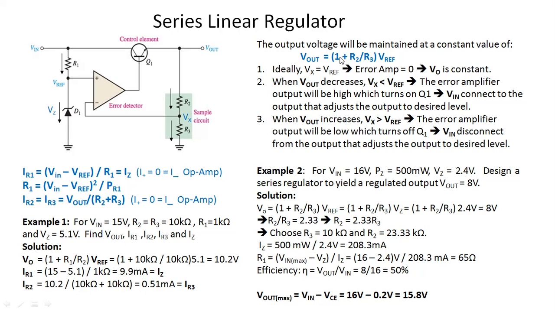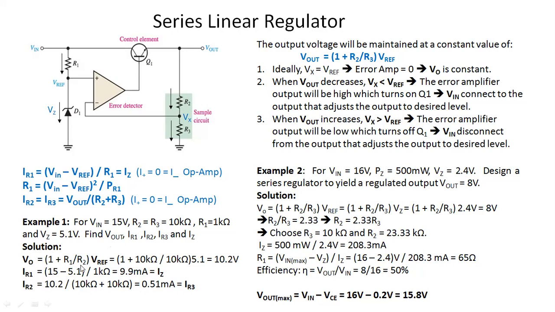We have the equation directly for V out, so we can use that equation directly. Which equation? V out equal to 1 plus R2 upon R3 into VREF. If you are solving this, you will get 1 plus R2 upon R3. By mistake, here it is R1 upon R2, but our equation is V out equal to 1 plus R2 upon R3.